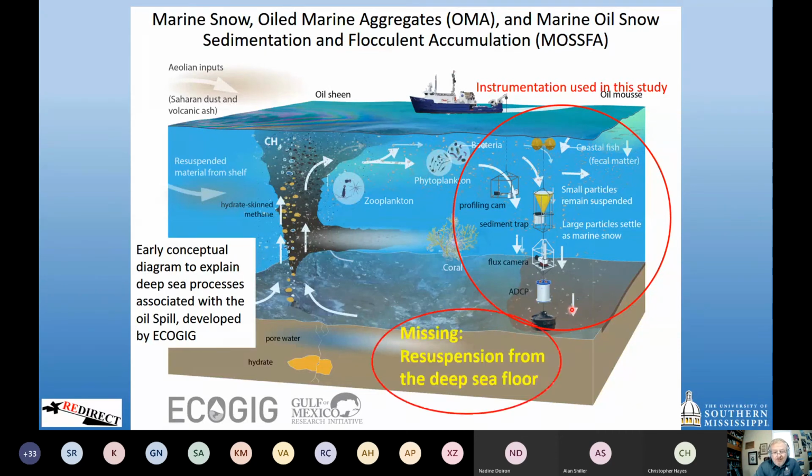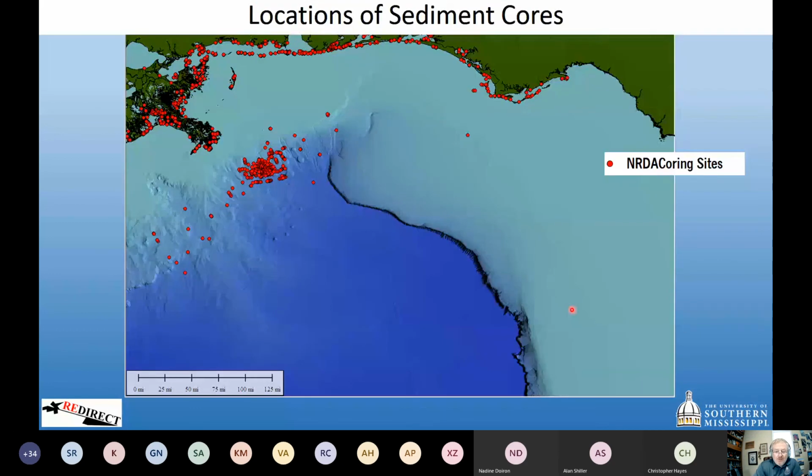What's missing here is resuspension. So the idea that the material on the seafloor is not stationary. We know that we have currents in the water column, and we also know from publications that these currents are strong enough to actually move material once it is on the seafloor.